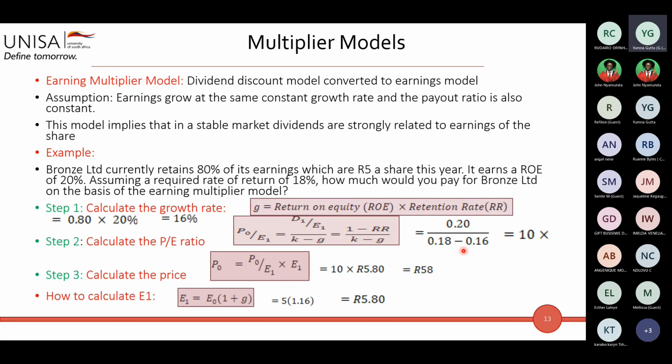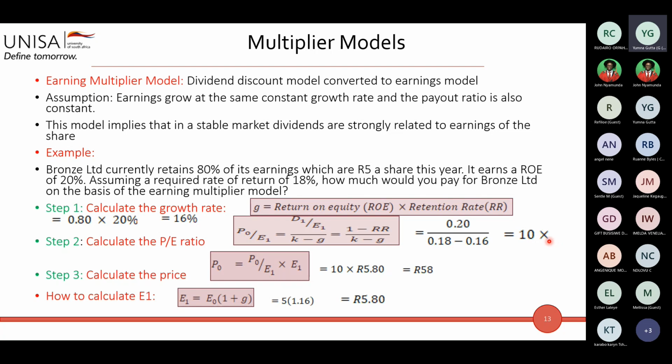So in this case, they told us the company retains 80%, so it's paying out 20%. So we put our payout ratio on the numerator, right? 0.2. Once you do the calculation, you will get an answer of 10. So your PE ratio is 10 times. Your price to earnings ratio is 10 times.